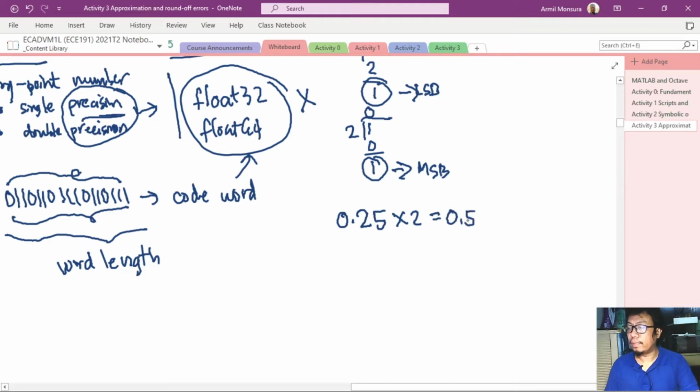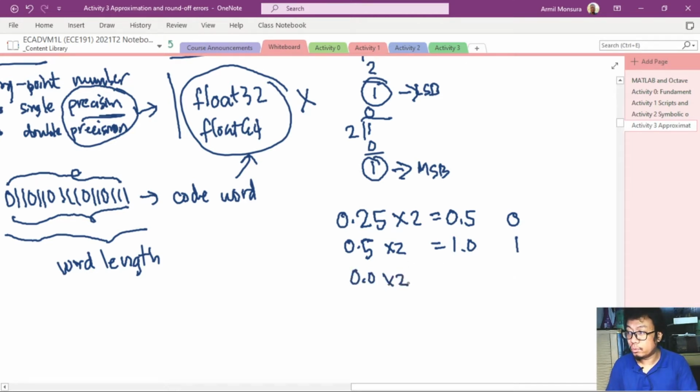So that is 0.5. Now we get 0 here, the whole part, which is 0, and then the fractional part, which is 0.25, 0.5. Now, this is what we will multiply again with 2. We will multiply it again with 2 and produce 1.0. So now we get the whole number, which is 1, and the fractional part, which is 0.